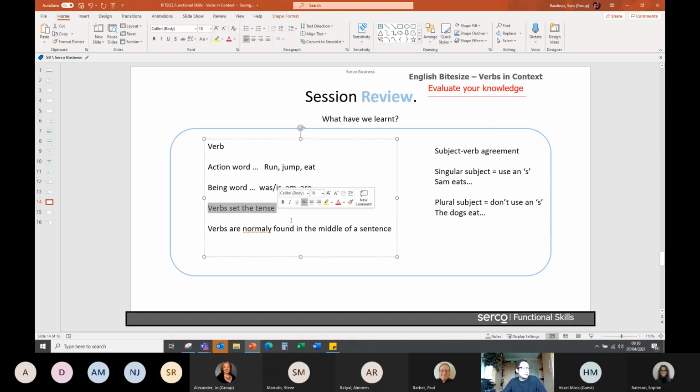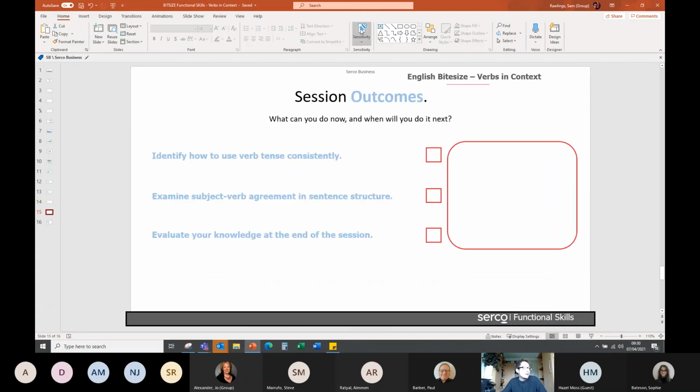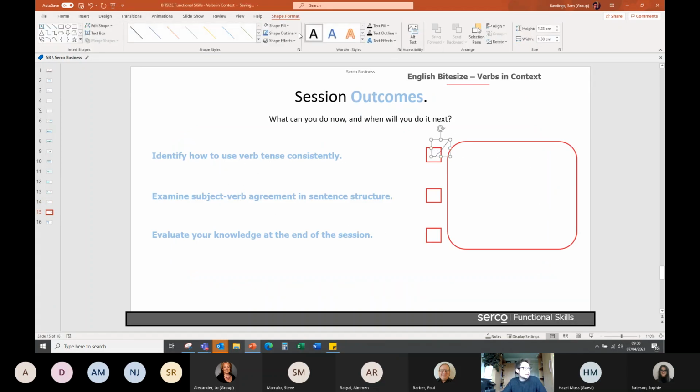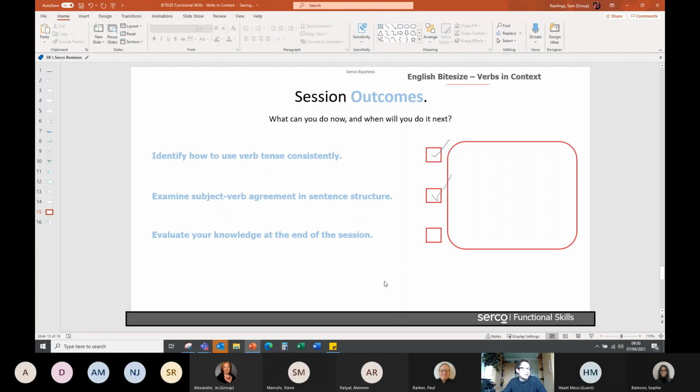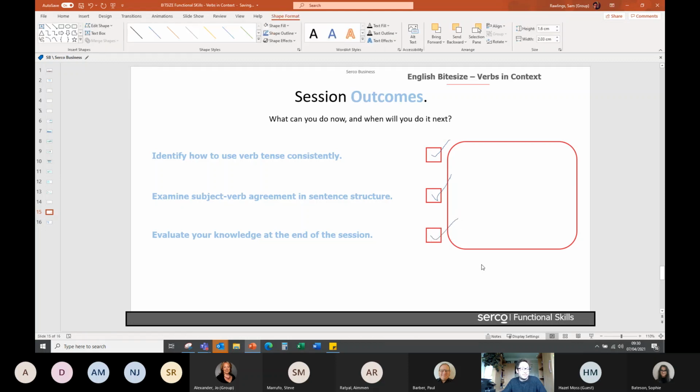So we've got verb tense consistency. So make sure you use your tenses consistently, and then also watch out for subject-verb agreement as well in your writing to make sure it stays accurate. So we've done all of these things in the session. So we've looked at verb tense consistency, and we have looked at subject-verb agreement, and we've also done a little bit of revision as well.